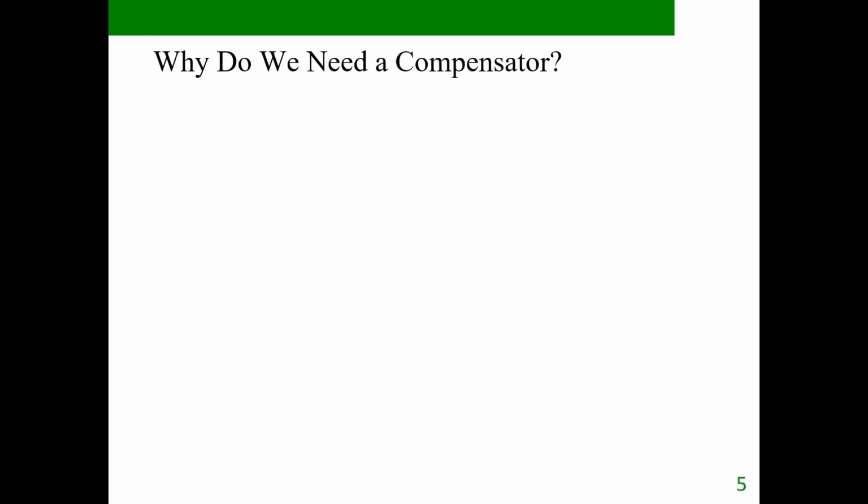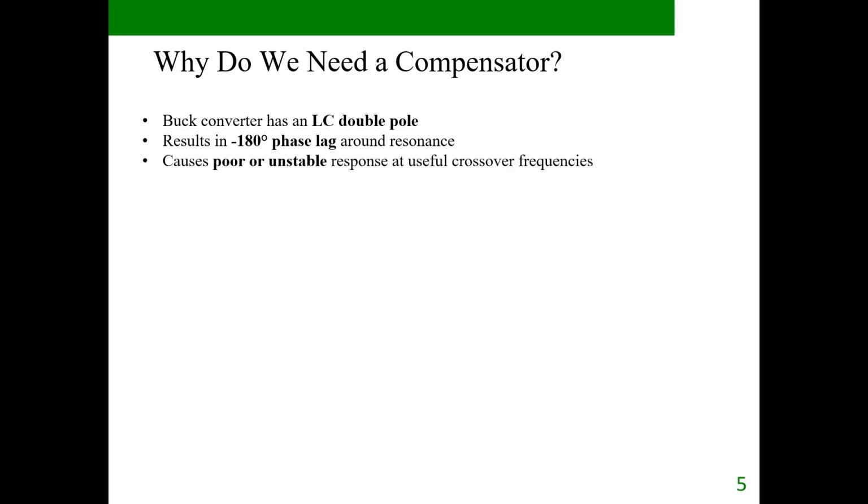The buck converter has a strong LC double pole in its plant transfer function. This creates almost minus 180 degrees of phase lag near the resonant frequency. Without compensation, any attempt to push the crossover frequency higher leads to very low phase margin and instability. Also, the raw plant has no integrator, so it cannot regulate the output voltage. The output drops under load.